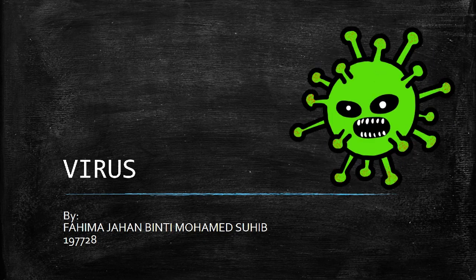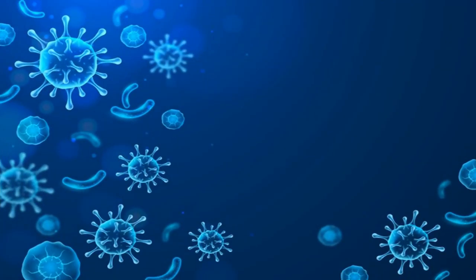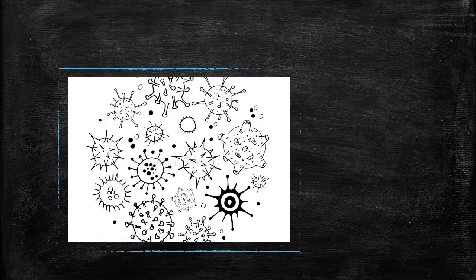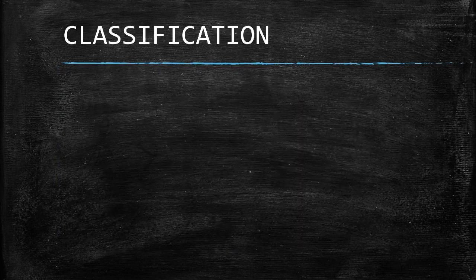Would like to talk about virus. According to the Oxford English Dictionary, a virus is an infective agent that typically consists of a nucleic acid molecule in a protein coat that is too small to be seen by light microscopy and is able to multiply only within the living cells of a host.